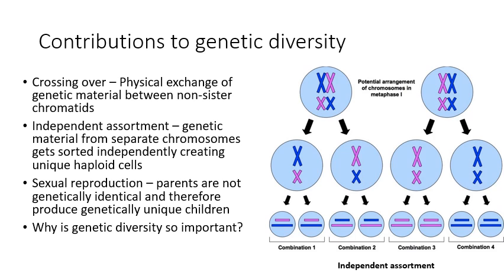So we have crossing over. This is a physical exchange of genetic material. So we're physically exchanging the sequence of DNA on different chromosomes to make genetically non-identical cells. Then we have this independent assortment, which means each chromosome can move independently of other chromosomes.